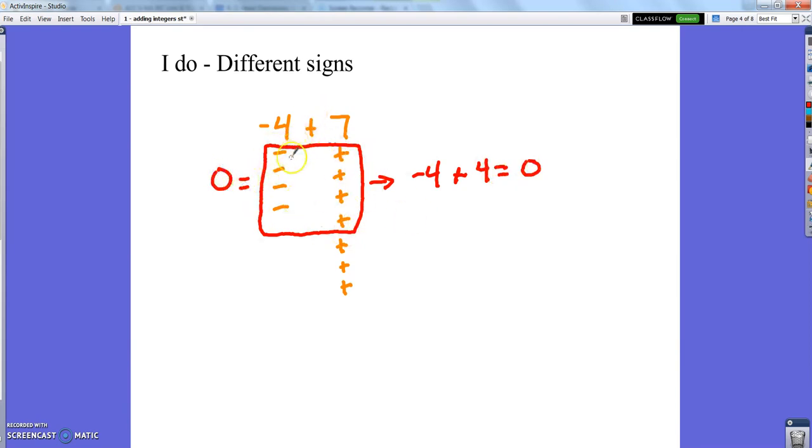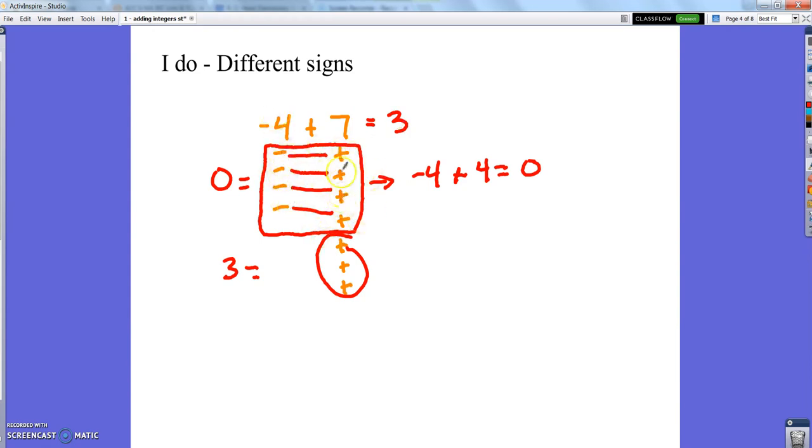Like these cancel out. This is a negative positive pair, negative positive pair, negative positive pair, negative positive pair. So all this ends up being 0, and so then I have 0 plus 1 plus 2 plus 3. So I end up with that equals 0 and that equals 3, and so negative 4 plus 7 is positive 3. Because all these make a 0.